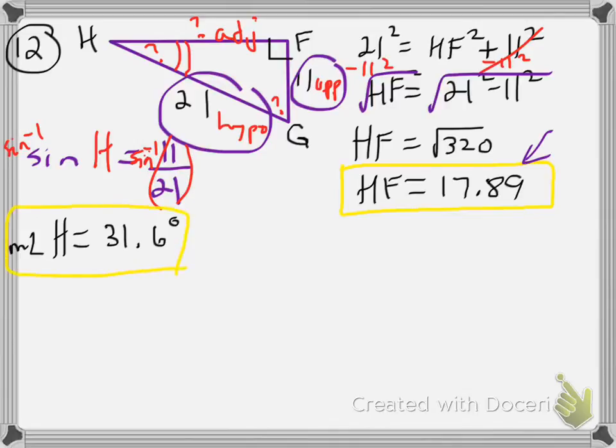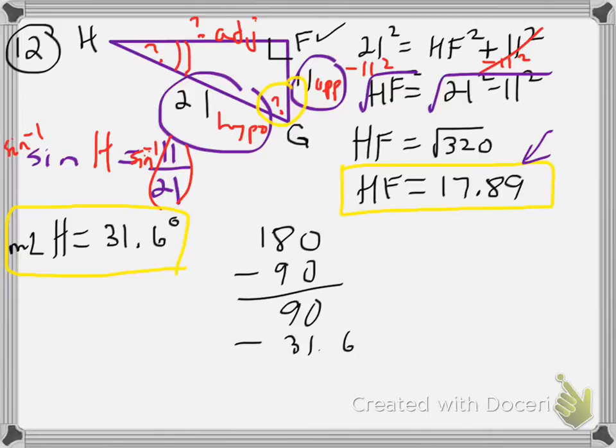Okay, so what is left for this angle right here? Well, let's use the 180 rule. 180 degrees in the triangle. We used 90 up, so there's 90 degrees left. Then we used another 31.6 degrees. And so when I subtract that from 90, I get 58.4. And that's the measurement of angle G. And now I have solved the triangle.